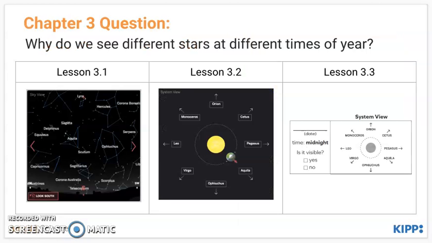In Lesson 3.1, students do an investigation on the sim to discover that we see the same constellations in the sky on the same date each year. They see that there is a yearly pattern of when we see the same stars in the sky.